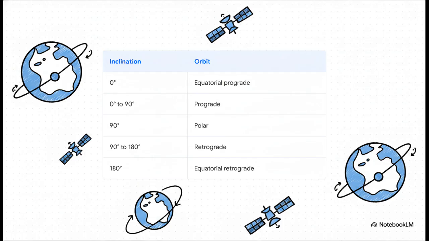At exactly 0 degrees, the satellite just circles directly over the equator, moving in the exact same direction the Earth spins. But if we tilt it up to a 90-degree inclination, that gives us a polar orbit. The satellite flies straight over the North and South poles. This is fantastic because as the Earth rotates underneath it, a polar satellite will eventually see the entire globe. Now, an angle over 90 degrees means the satellite orbits retrograde, which means it's traveling backward, opposite to Earth's normal rotation. Otherwise, it's prograde. Basically, a higher inclination allows the satellite to pass over much higher northern and southern latitudes.